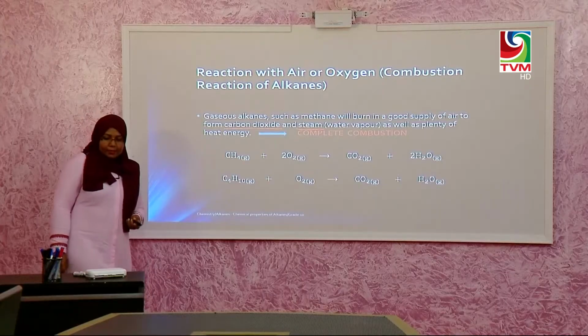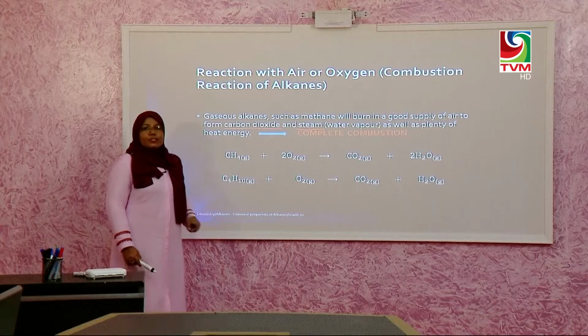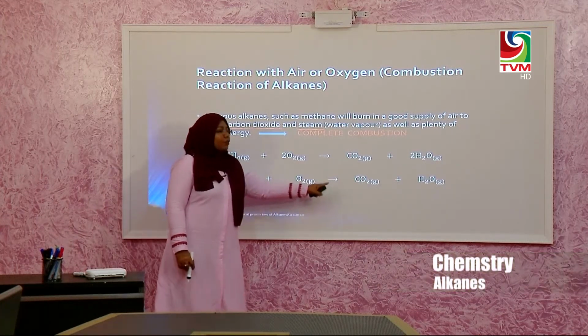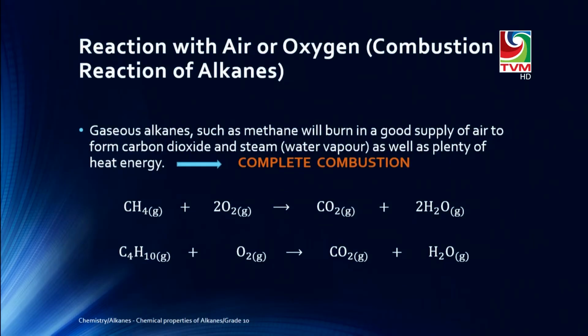Now, look at this. Do you know which alkane this is? C4H10. Yes, it is butane, right? Butane reacting with oxygen to form carbon dioxide and water vapor, meaning that butane has undergone complete combustion. Now, whenever you write a chemical equation, make sure that it is balanced. So, let us see how to balance this reaction.